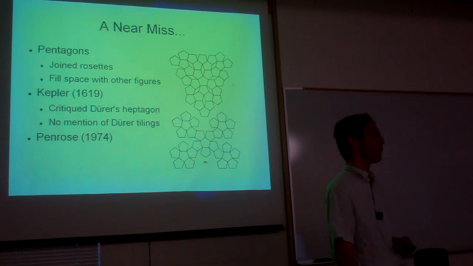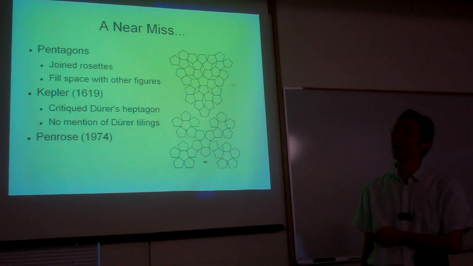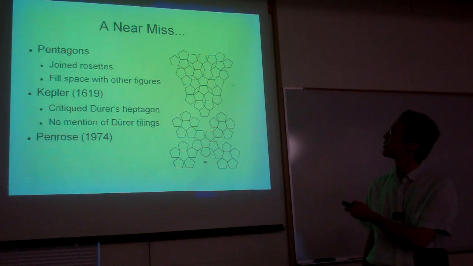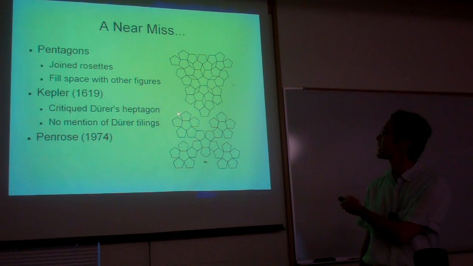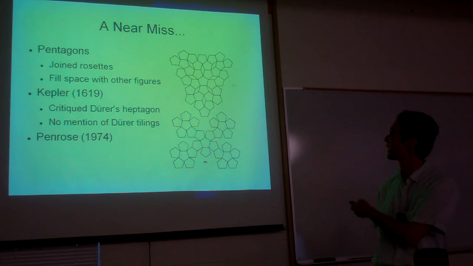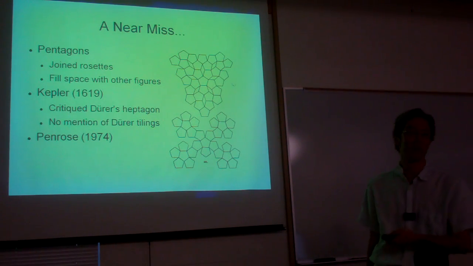And Dürer comes very close to something very interesting. So Dürer goes into some detail about how we can do a tiling using pentagons. Dürer's idea is, well, we can take 5 pentagons and throw them around a single pentagon and form what he refers to as a rosette. And then we can combine these rosettes in other ways, and we can fill in the spaces using various other polygons.